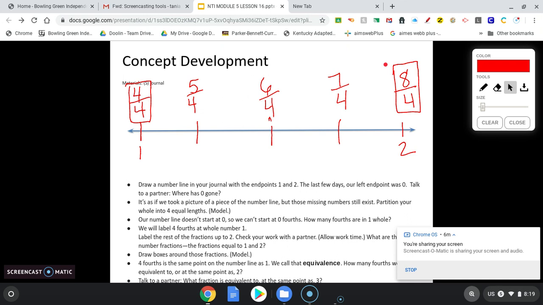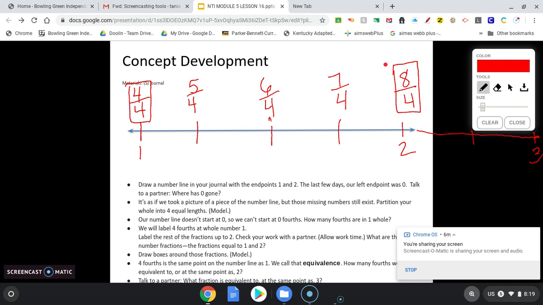So let's suppose we had 3 wholes on this number line. So this number line extended, and it would have to extend farther than my screen, but it extended, and then there were 3 wholes. What fraction would be equivalent to 3 wholes?